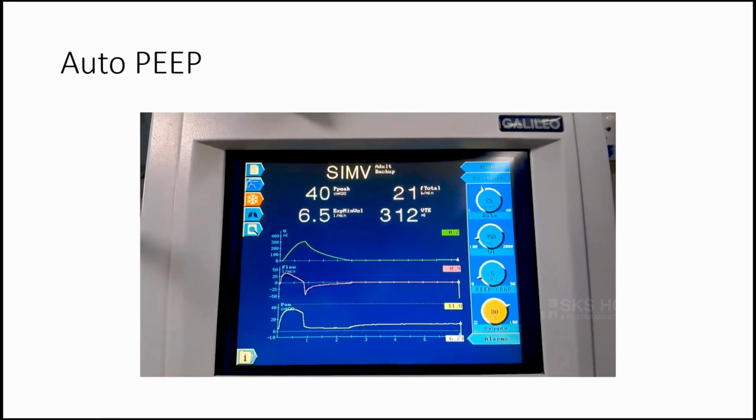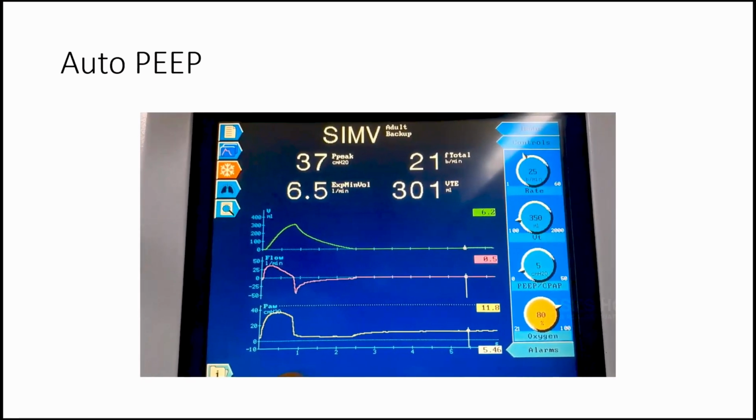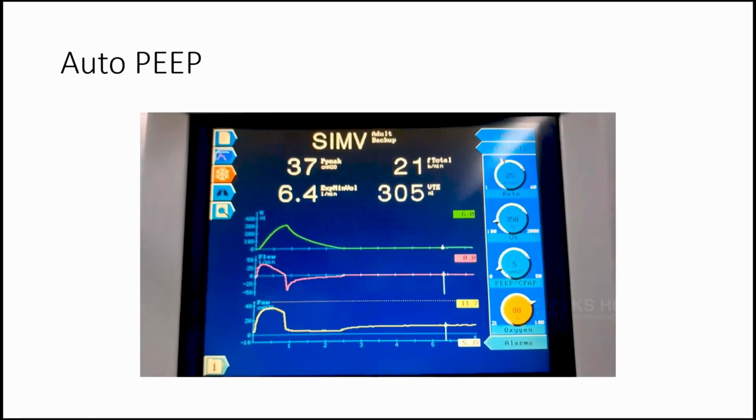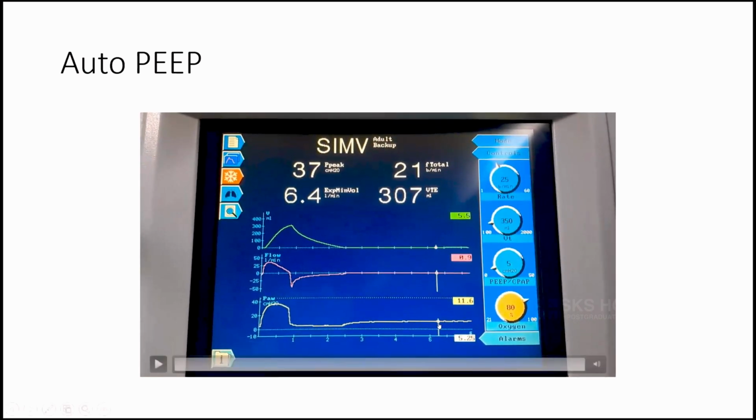Now what has happened is, if you see, my set PEEP is 5, but my auto PEEP is about, total PEEP here is about 11.6 centimeters. So I have an auto PEEP of about 6.6 centimeters.